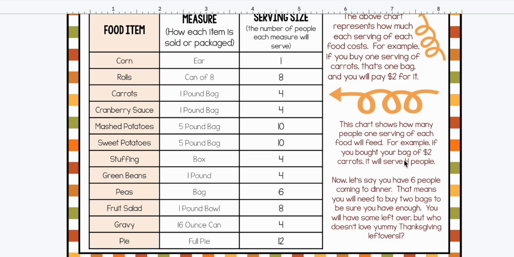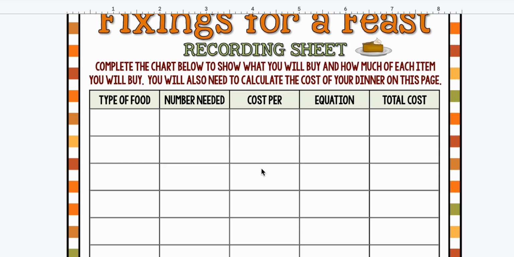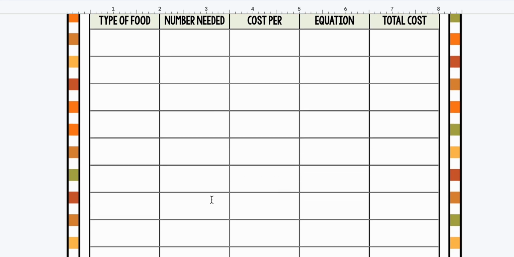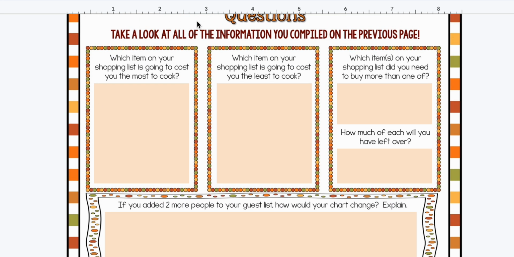This chart shows how many people 1 serving of each food will feed. That's kind of like what I just explained. So again, if I wanted rolls for 10 people, at $2.99 per container of rolls, I'm going to need 2 of them. I would take $2.99 times 2, or $2.99 plus $2.99. That would give me the total cost. I need 6 food items at least, but you're more than welcome to do more than that. Then I will come down here and answer the following questions about the foods that I decided to eat.